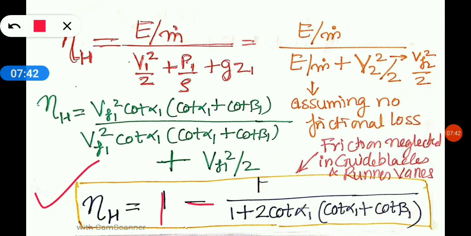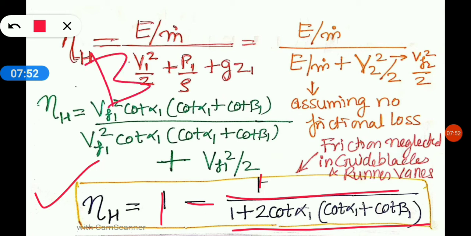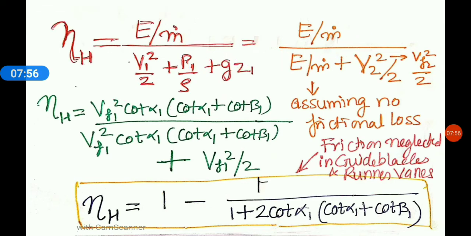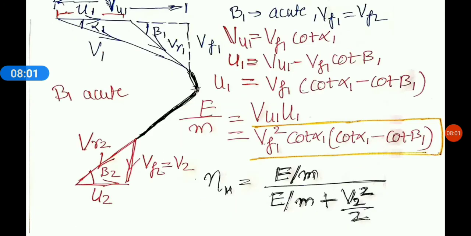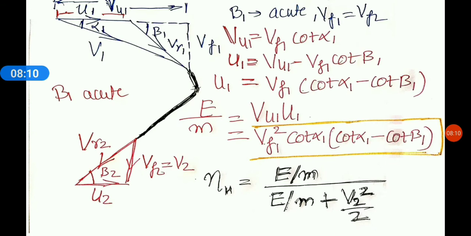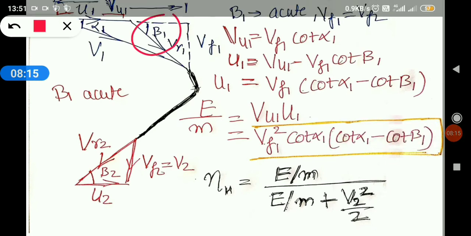So now when you simplify this, you get this equation, which is very important: efficiency equals 1 minus 1 upon (1 plus 2 cot alpha 1 into bracket cot alpha 1 plus cot beta 1). Fine. But here you have to keep in mind that beta 1 is taken as obtuse angle. Fine. Beta 1 is taken as obtuse angle. Now the same thing we will find with beta 1 as acute angle. Fine, because many people are comfortable with acute angle. So this is beta 1 as acute angle.